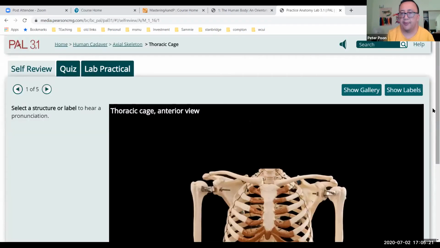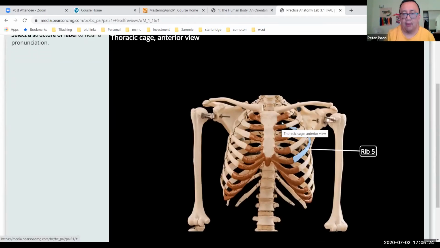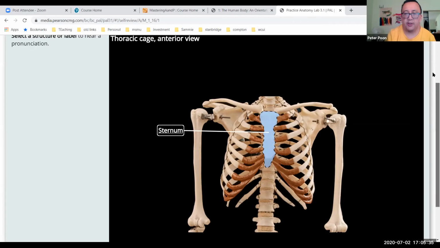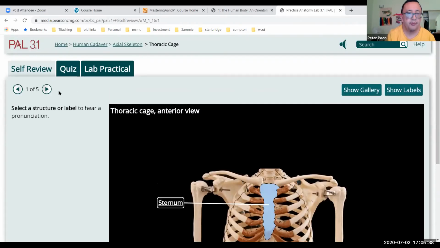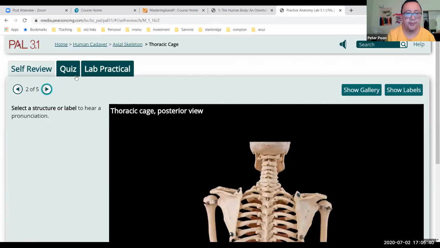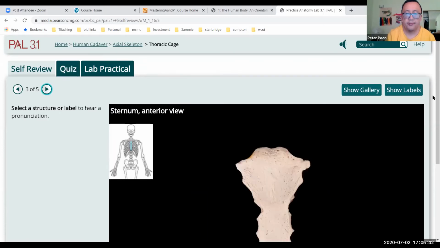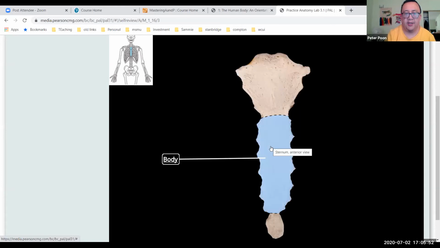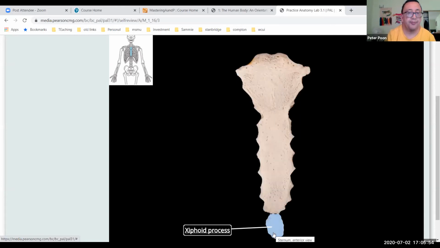Last thing. Ribs. The only thing you have to know about the ribs is which ones are true ribs and which ones are false ribs. I'll show you a better picture of the sternum. That little indentation is the jugular notch. That's the sternum. That's the sternal angle. That's the body, and that's the xiphoid.